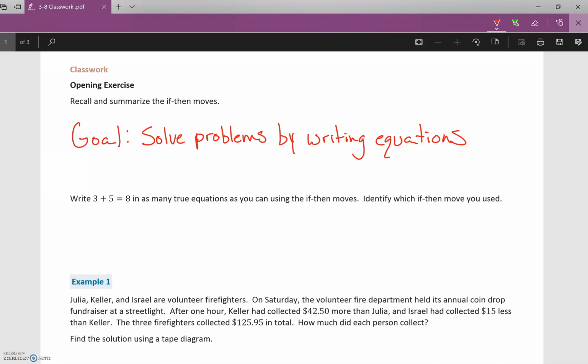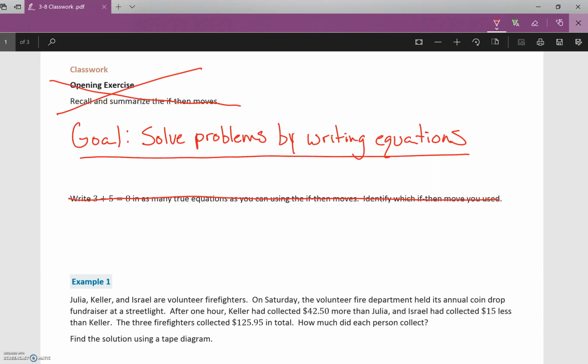Okay, today we're working on lesson 8, and the opening exercise we're not going to do. Got a little bit of a different plan, so you don't have to worry about this stuff. But I would like you to write the goal here. We're going to solve problems, story problems, by writing equations.